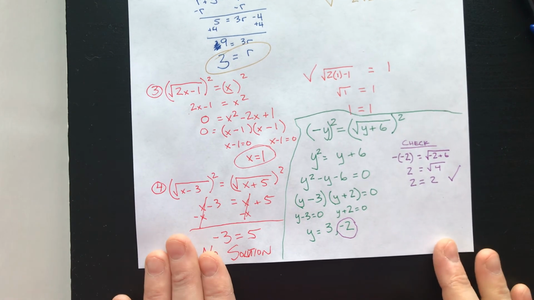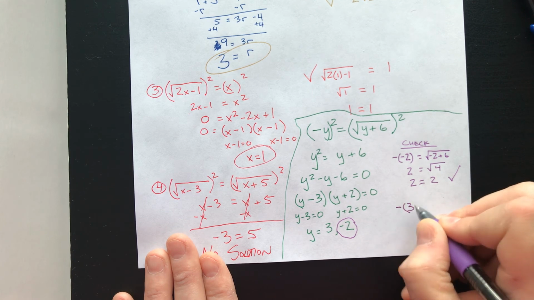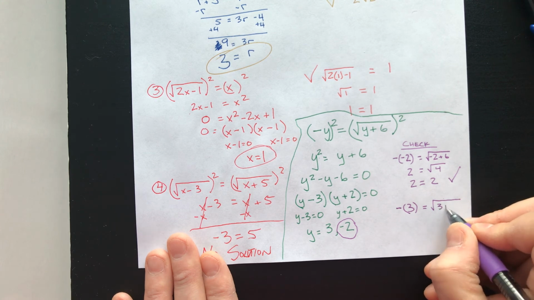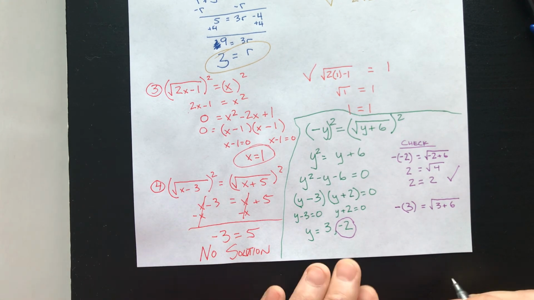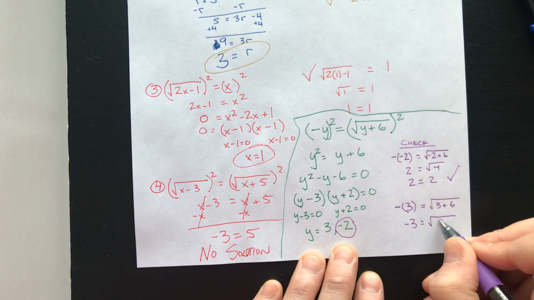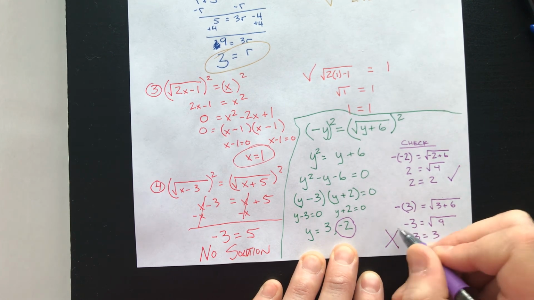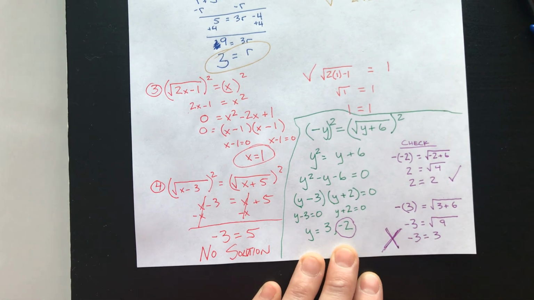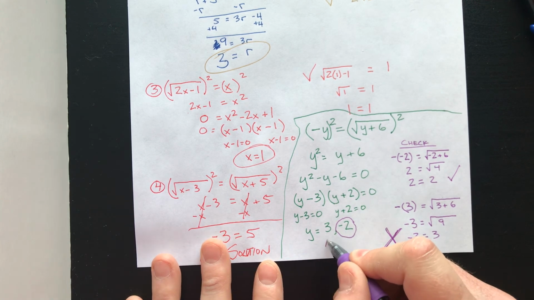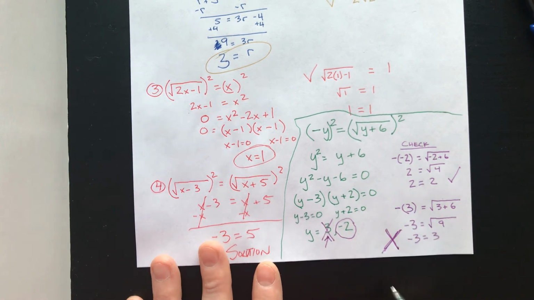Now look what happens when we plug a 3 in. So negative 3 is equal to the square root of 3 plus 6. All right? So negative 3 is equal to the square root of 9. Negative 3 does not equal 3. Look at that. So this appears to be a solution. 3 appears to be a solution. It is not a solution.